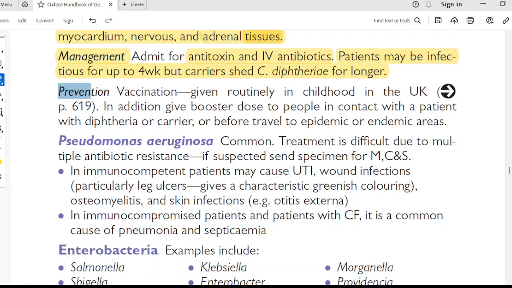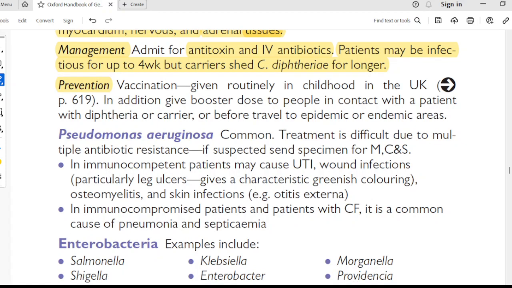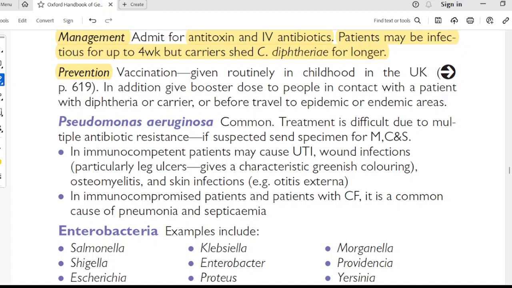Prevention: vaccination, routinely given in childhood in the UK. So we are giving it at 2, 3, 4 months, then again at 3 years 4 months, and then again, we will see in the vaccination schedule. Yes, these two I remember.